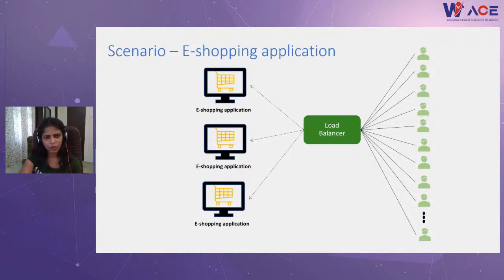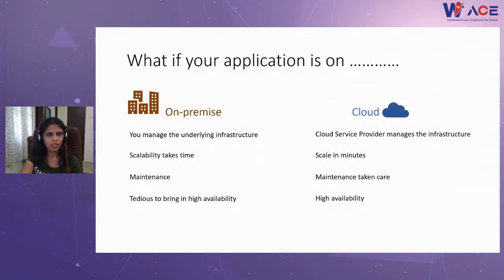Now, can I not have this setup done on premise? Can I not scale it on premise? Can I not bring in high availability on premise? What if your application is on premise, and what if your application is on cloud? See, I can increase the number of servers if my application is on premise. I can bring in high availability even if my application is on premise. Whatever is happening on cloud, I can also do on premise. But the only difference is that if it is on premise, it is your responsibility to do that. You will have to take care of the underlying infrastructure.